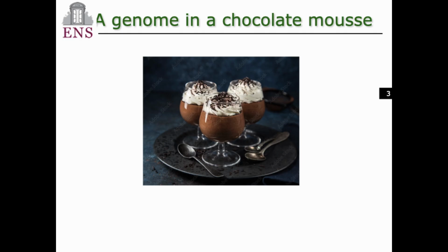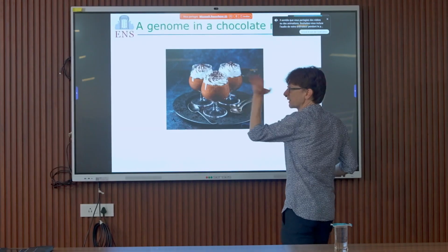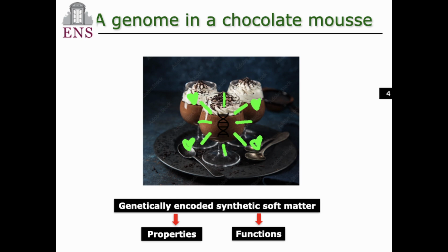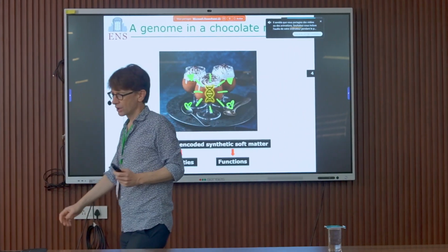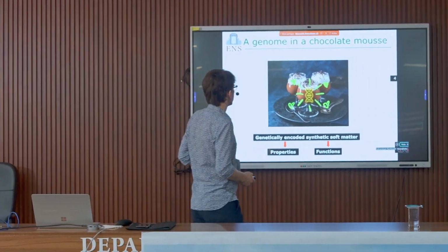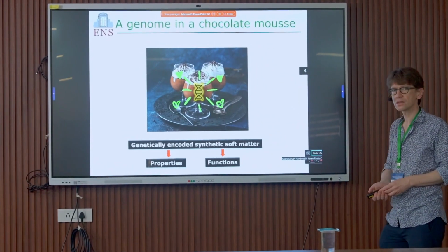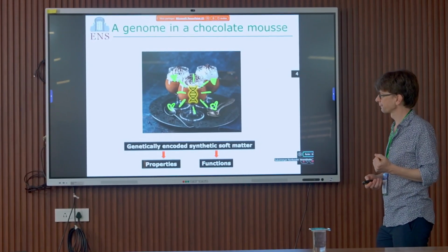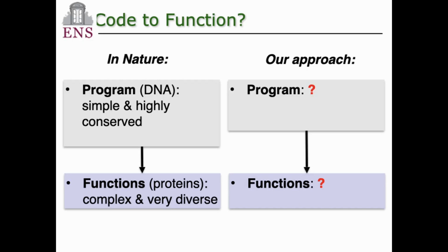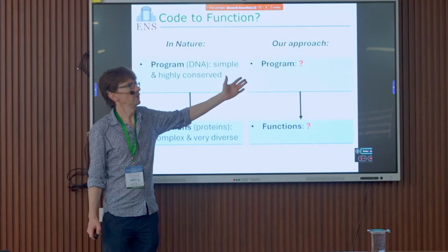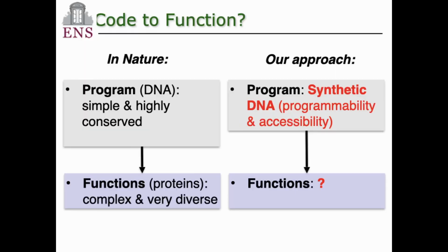So basically, the idea is to take a soft material and, instead of making it from an ex situ approach, put a genome inside and control all the properties of this object. So let's try to genetically encode synthetic soft matter to control both properties and functions. Nature is working like that, so let's try to do the same. The first question is, what will be the program? We already answered that: the program will be synthetic DNA, because we have programmability and accessibility.